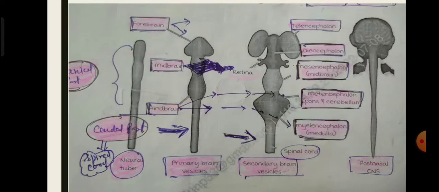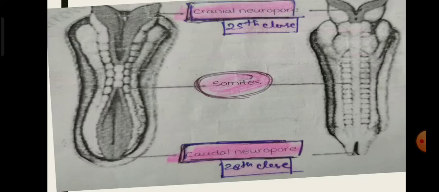If there is a defect in the upper part of the neural tube, which closes by the 25th day, it is called the cranial neuropore, and a defect in the lower part of the neural tube, which closes by the 28th day, is called the caudal neuropore.